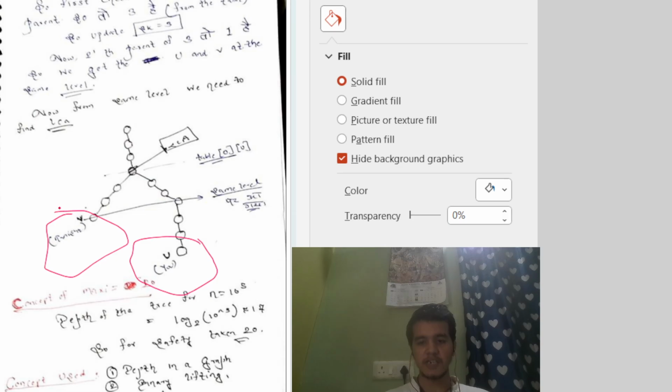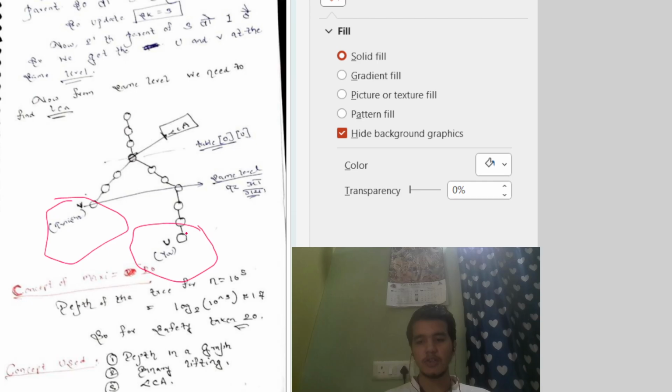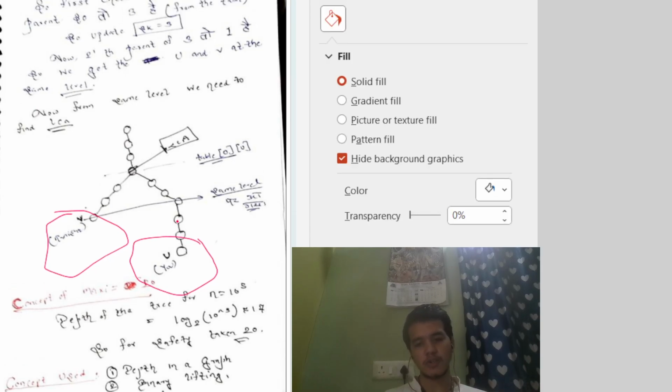Now we need to find the distance between V and U. So first of all, we will calculate LCA. I have right now taught you the concept of how to get the kth parent. Why? Let's suppose here we have V and U. To calculate LCA, first of all, this V and U need to be on the same level.